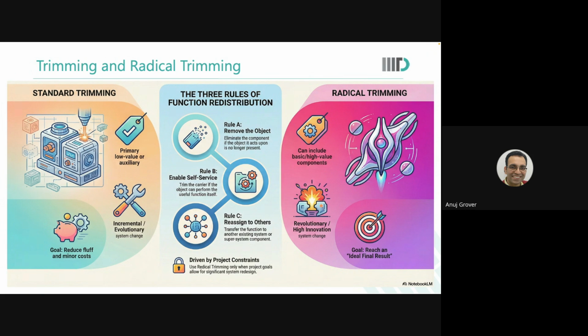Yes, radical trimming can go on those components also which are carriers of basic functions. That is what radical trimming is about. Is that okay?